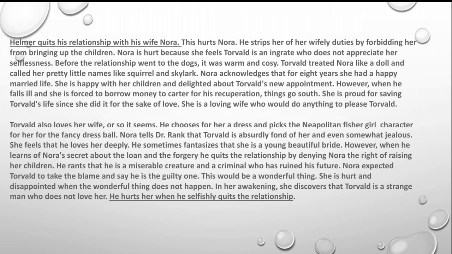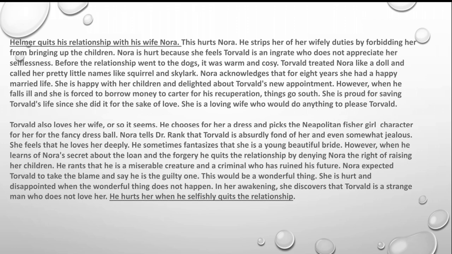Another case scenario, a case study from the text, is when Helmer quits his relationship with his wife, Nora. This hurts Nora. He strips her of her wifely duties by forbidding her from bringing up the children. Nora is hurt because she feels Torvald is an ingrate who does not appreciate her selflessness. Before the relationship went to the dogs, it was warm and cozy. Torvald treated Nora like a doll and called her pretty little names like Squirrel and Skylark.